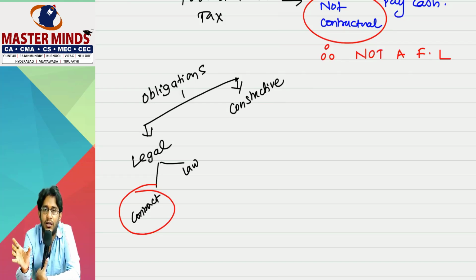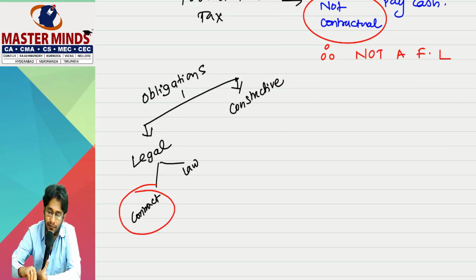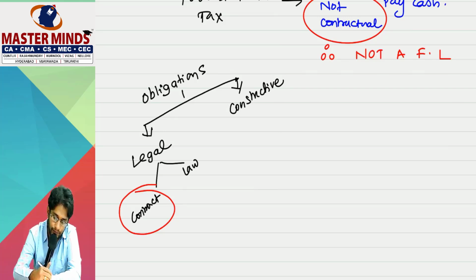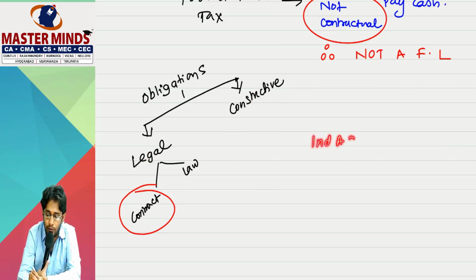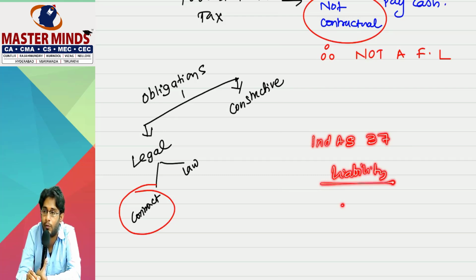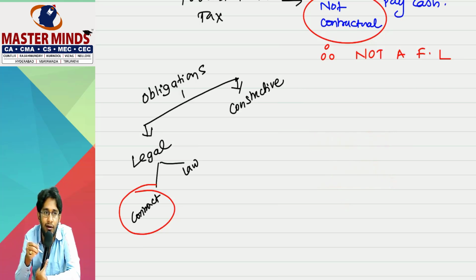I only told you what are the types of obligations. Ind AS 37 for that matter covers both the obligations. But what did I tell you while doing Ind AS 37? If Ind AS 37 has to be applied, first of all it should be a liability, then it should not be covered by any other standard. If nobody covers, then only it will enter here.